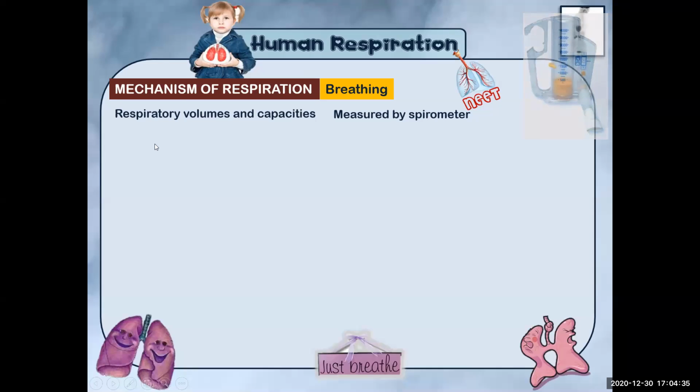So this is spirometer. Now the first volume is called the tidal volume, which we have during quiet breathing. Okay. Now what is this tidal volume during quiet breathing?